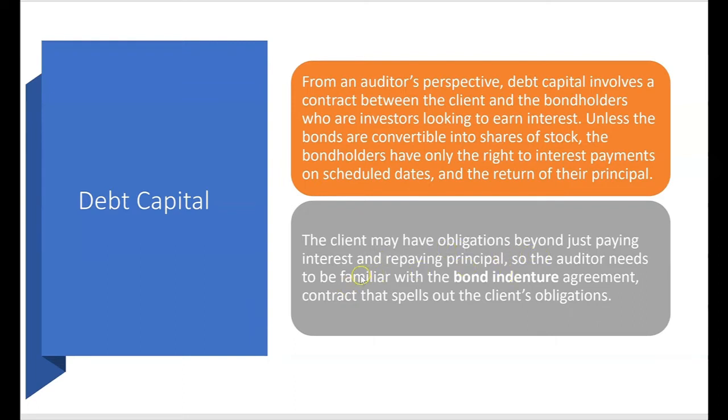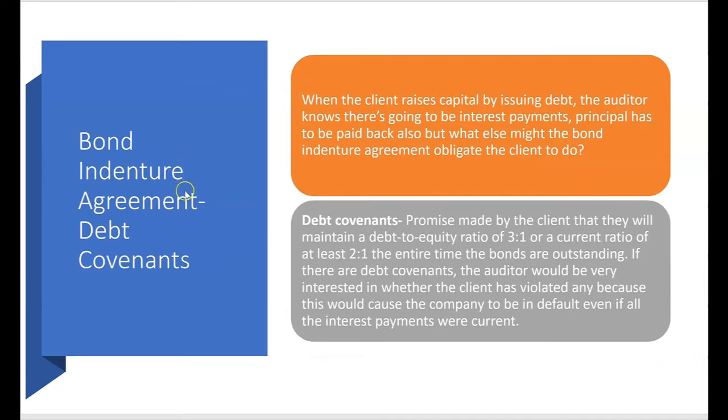So the auditor needs to be familiar with what's called the bond indenture agreement, which is the contract that spells out all the client's obligations under this bond arrangement. Because remember, what's the client doing when they issue debt? They're borrowing cash. They're only issuing bonds for one reason. They need cash, and they have to repay the amount borrowed, called the principal, and they have to pay interest. So let's get a look at the bond indenture agreement, which is the contract between the issuing company, the company issuing the debt, and the bond holders.